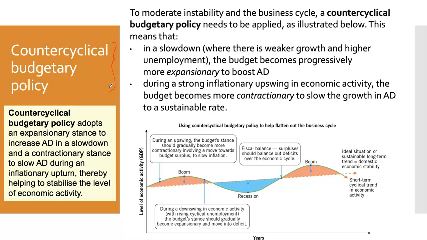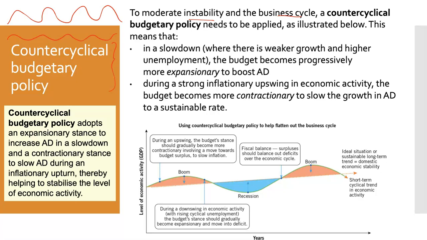As an economist or someone managing the economy, often instability or big highs and big lows are the enemy of a good economy. So to moderate instability in the business cycle, and if you remember, the business cycle looks like this with highs and lows, peaks and troughs, maybe even booms and recessions, a counter-cyclical budgetary policy needs to be applied to try and hopefully even it out. Make the highs not as high, but also the lows not as low. So we can use the budget to address that.